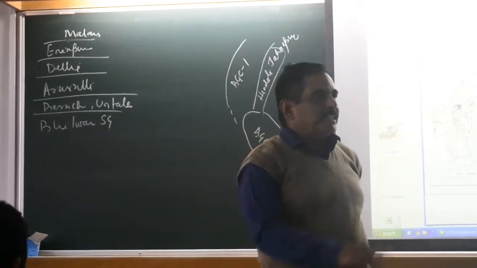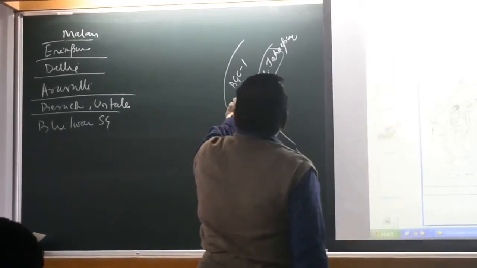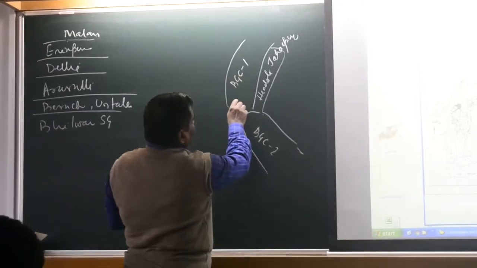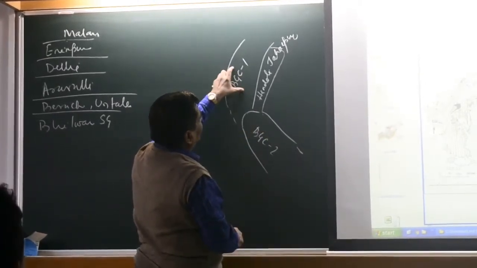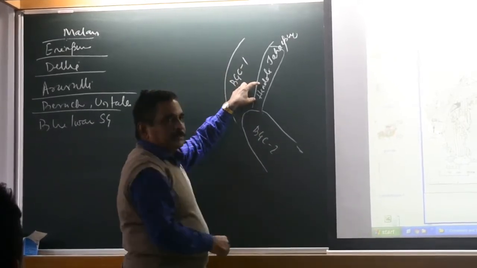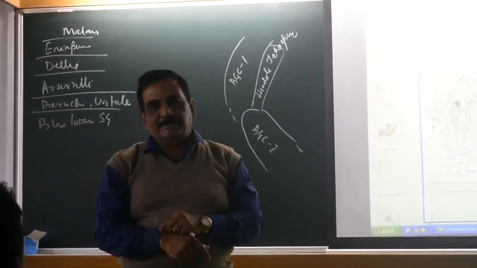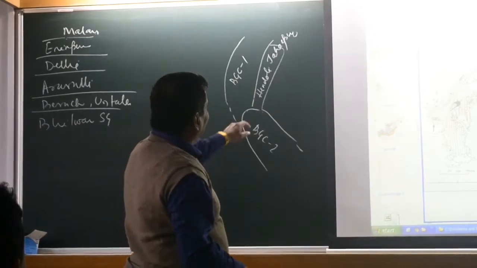Okay, no? So these are the three groups, or three terrains, which are included in Bhilwara Supergroup. BGC 2, BGC 1 was there earlier, and this Indoli Jahazpur was earlier in Aravalli. Remember, no? Now it has been included in Bhilwara.